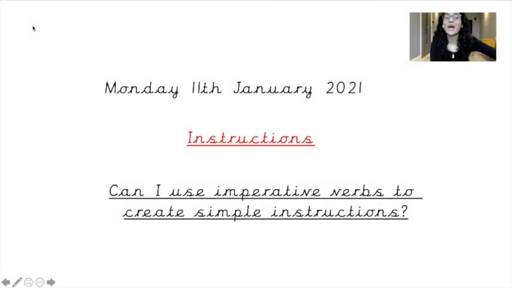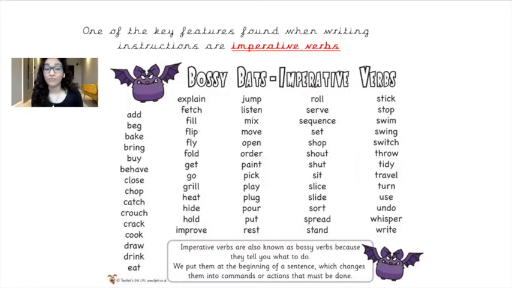Hello, Williams class. For your English lesson today, we are still looking at instructions. Our learning objective is, can I use imperative verbs to create simple instructions? Now, one of the key features found when writing instructions are imperative verbs.